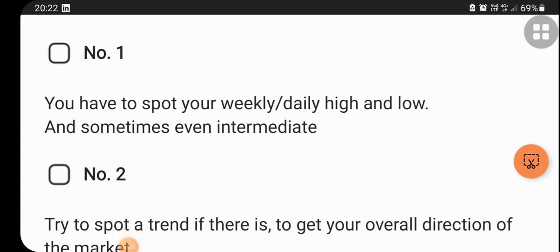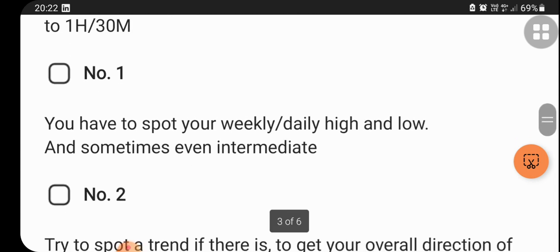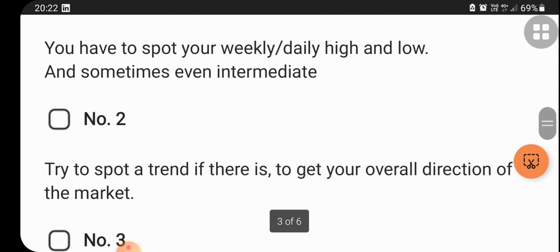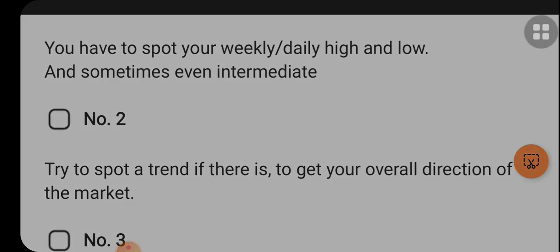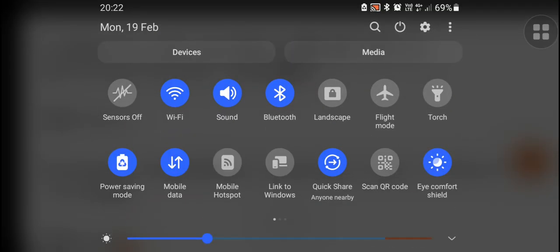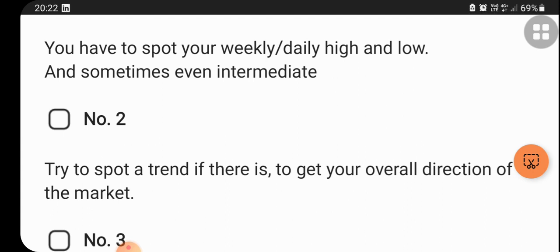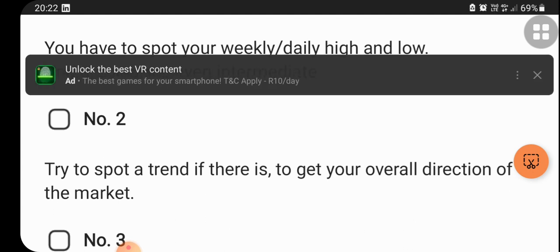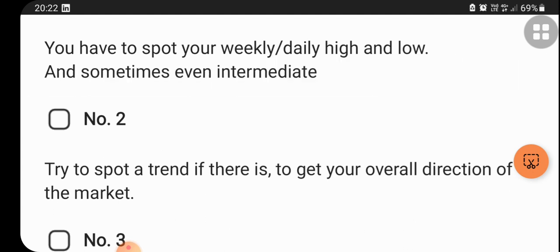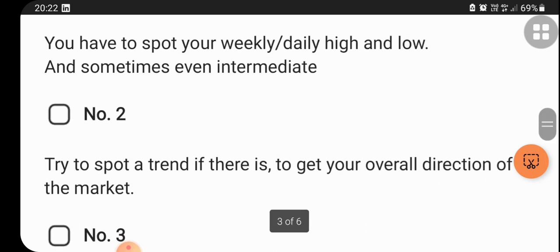Okay, guys, sorry for the zoom. The network is very low, so I'm just gonna do a screen record explaining the Market Heist top-down analysis. So right here, I have one of the Market Heist online PDFs.